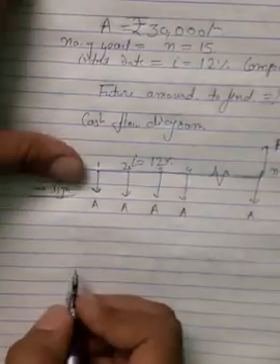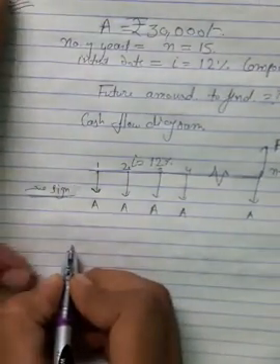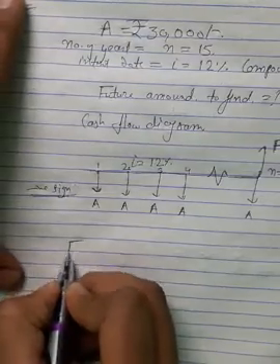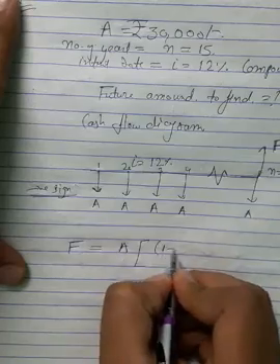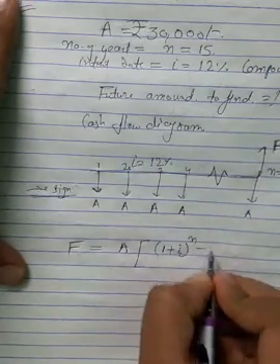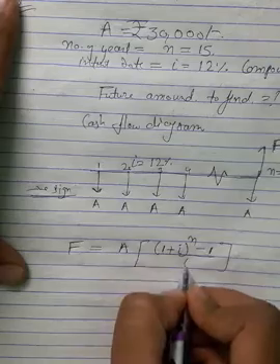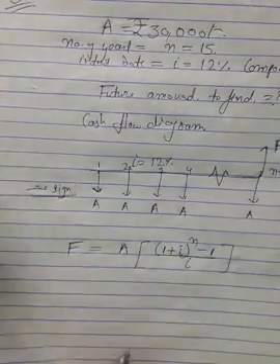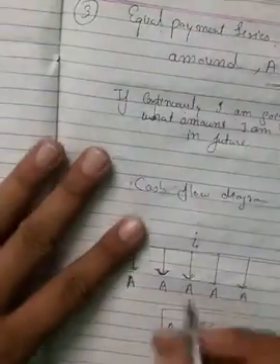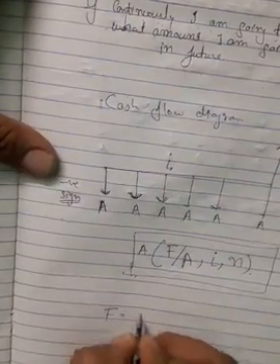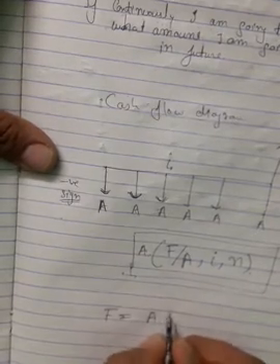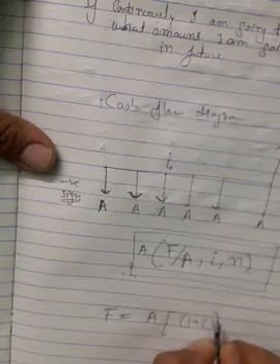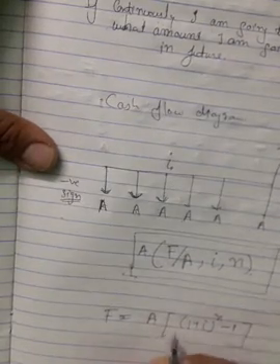The basic formula to know the future amount is F is equal to A times (1 plus I to the power n minus 1) upon I. Here I forgot to give you the formula, so write the formula: F, the future amount, is equal to A, the amount I know, times (1 plus I to the power n minus 1) upon I.